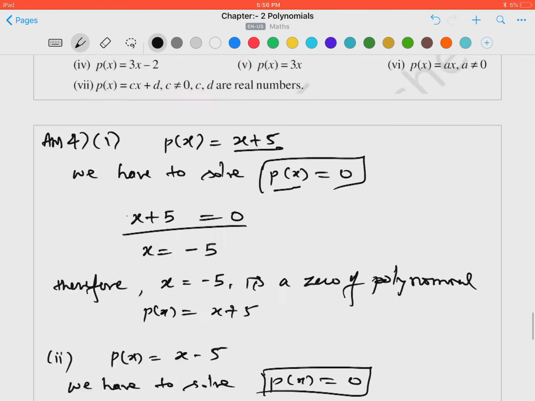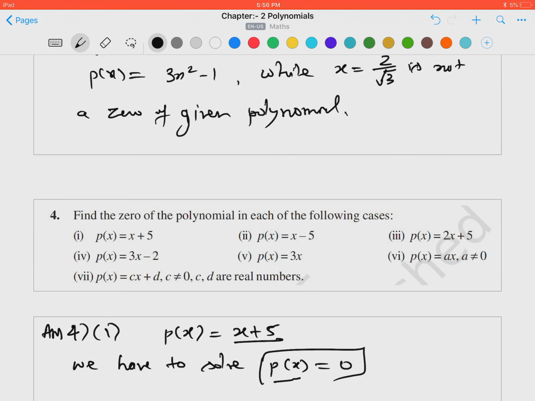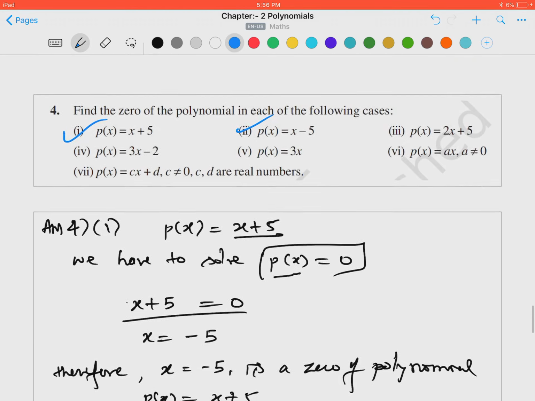Similarly, you can solve the remaining parts. I have done the first and the second part. Let me try two more parts of this exercise. Let's try part 6 and then part 7. Part 6 here is p(x) equals ax, where a is not equal to 0, and we have to find its zero.